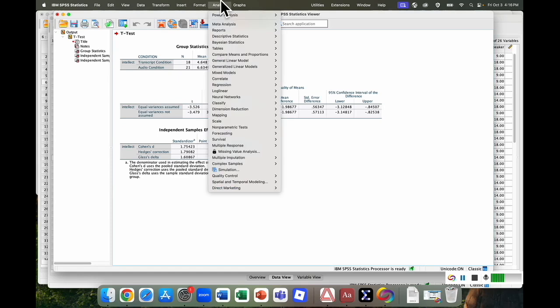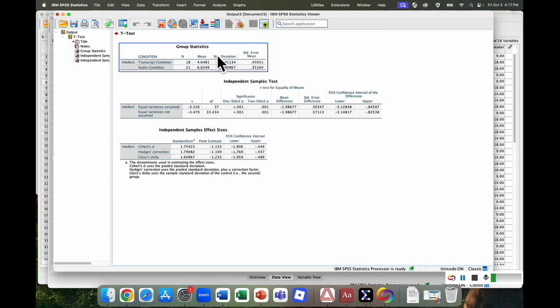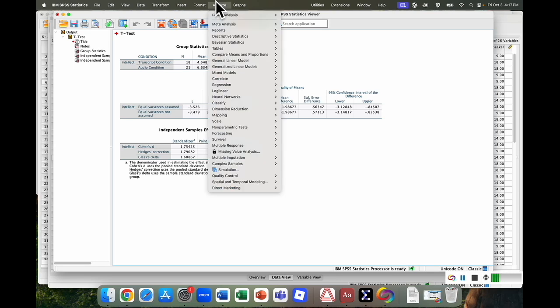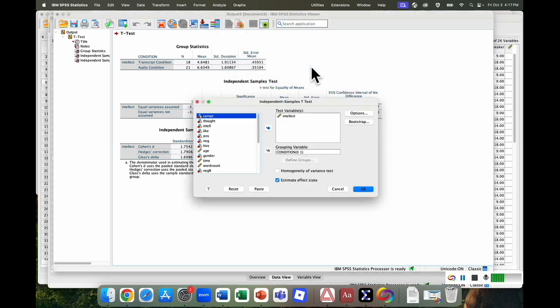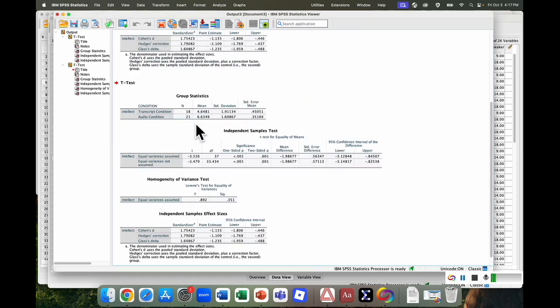Now let's go back to this whole equal variance is assumed. We're concerned about what's known as homogeneity of variance, which means, do these two groups have similar variability based on the variance, which is the square of the standard deviation. So we're going to go to Analyze, Compare Means and Proportions, Independent Samples t-test. Now we're going to click on that homogeneity of variance test and click OK.